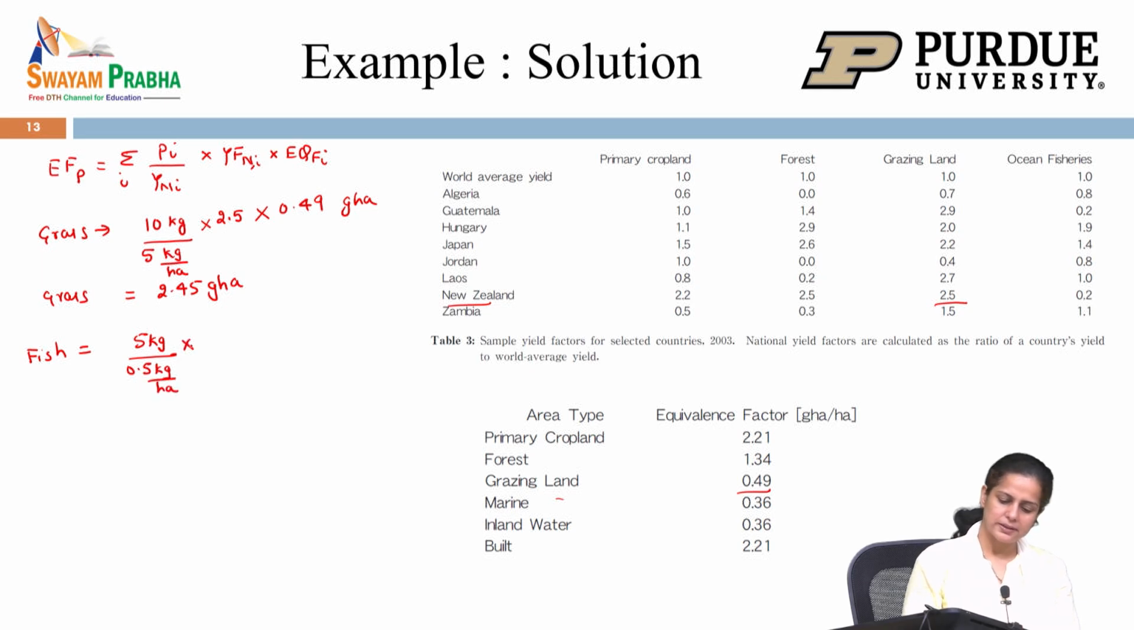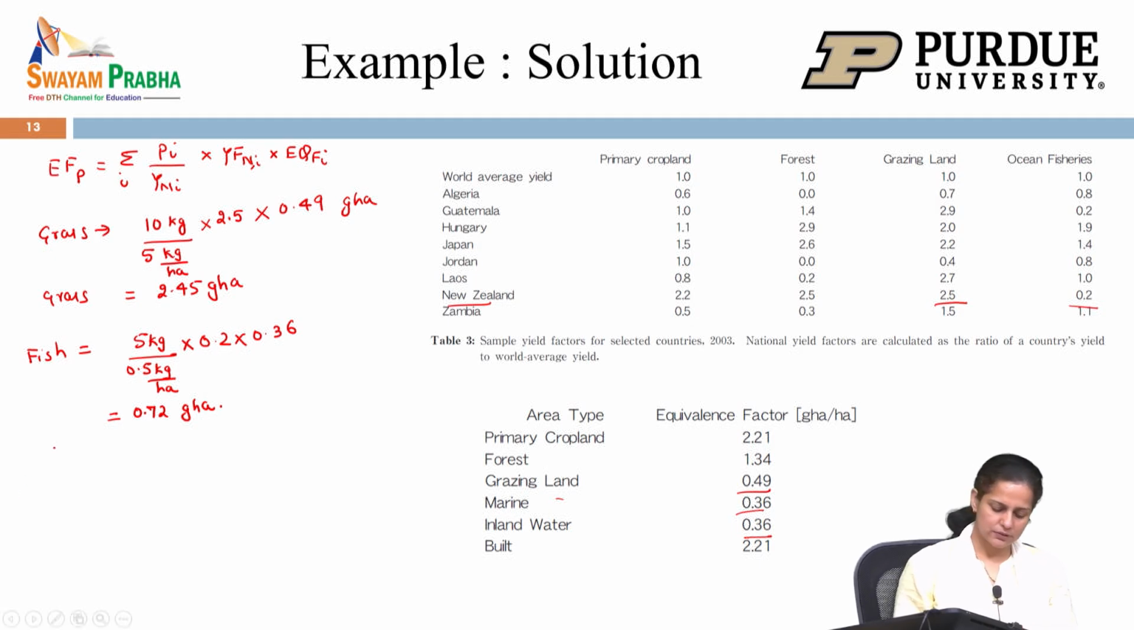We multiply by the yield factor. So, for the fisheries, where the yield factor is 0.2, we multiply by 0.2, and the equivalence factor for fisheries land is 0.36, both for inland water and marine. So, we multiply by 0.36. So, the ecological footprint associated with fish consumption is 0.72 global hectares.